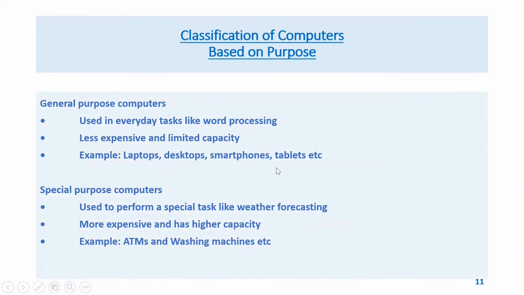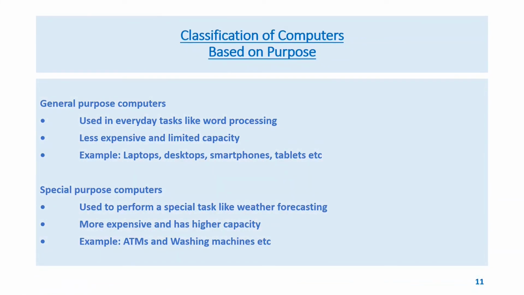General purpose computers are used in everyday tasks like word processing, etc. And they are less expensive and limited capacity. Examples are laptops, desktops, smartphones, tablets, etc., which we use in everyday life. Special purpose computers are used to perform a special task like weather forecasting. They are most expensive and have higher capacity. Examples: ATMs, washing machines, etc.